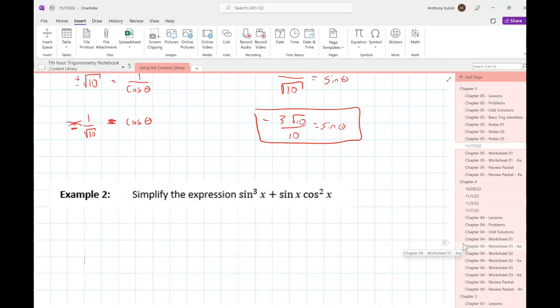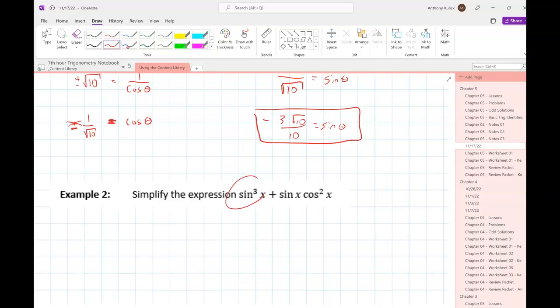But you have the right idea, because there is something in common with the two terms, right? I have one term here and one term there. What is in common between them? Sine x, right? Does everybody agree with that? So that is what I'd want to do first, is I'm going to factor out a greatest common factor of sine x. When I factor a sine x off, what does sine cubed x turn into? Sine squared x. Very good.